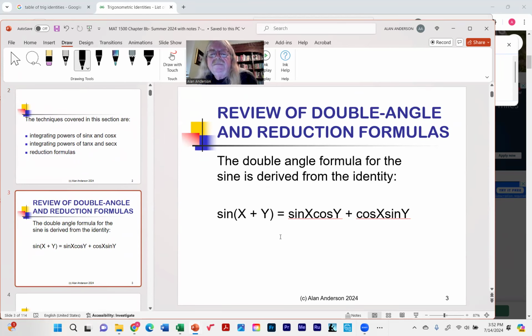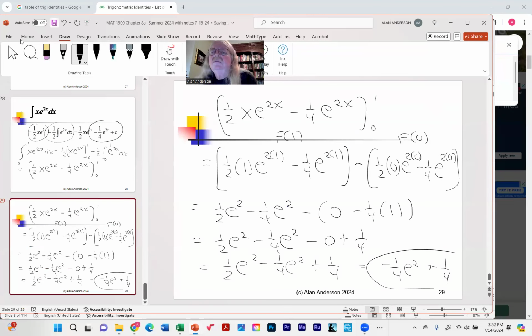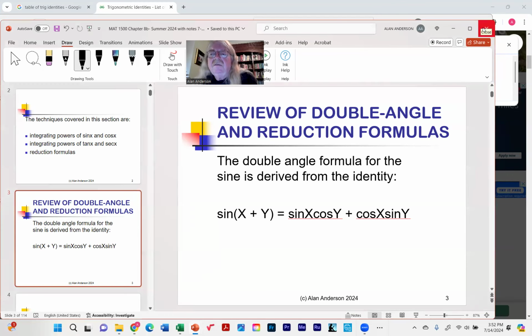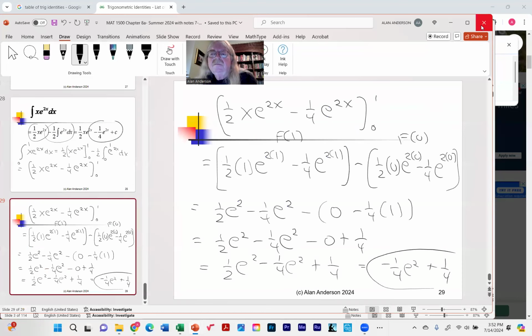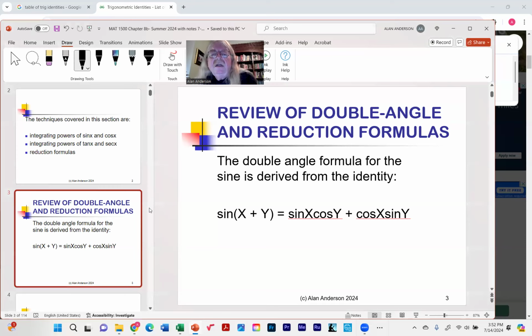So here's, what are the so-called double angle formulas? This is going to give us one of the double angle formulas. Now, unfortunately, it doesn't appear that this chart that I just found has it. But it turns out that the sine of x plus y can be rewritten as the sine of x times the cosine of y plus the cosine of x times the sine of y.